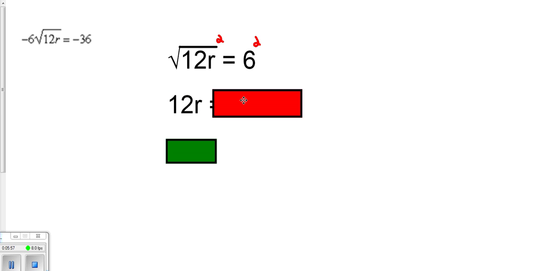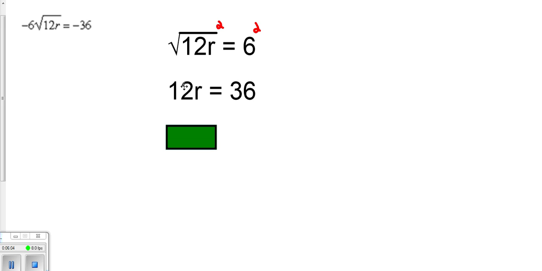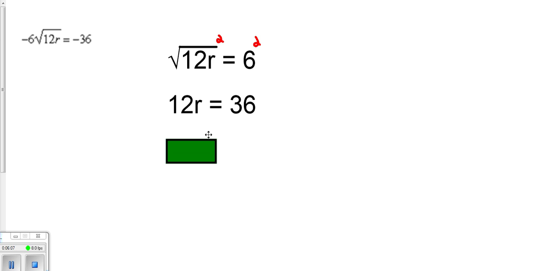This will get rid of that square root symbol on that side, so it's just 12r. 6 squared is, of course, 36, so we have 12r equals 36. To get r alone, we divide by 12 on both sides, and we get r equals 3.